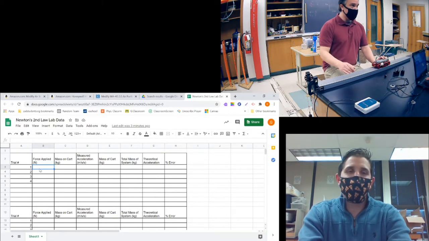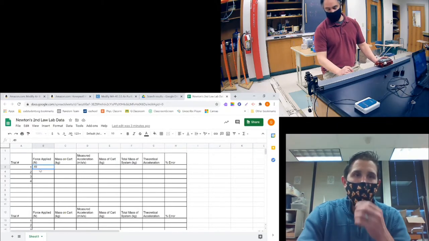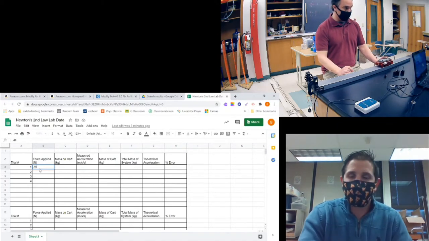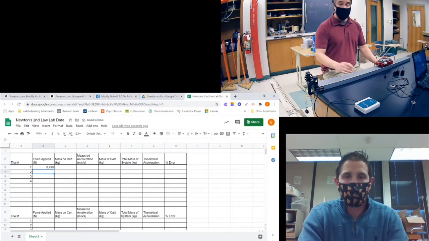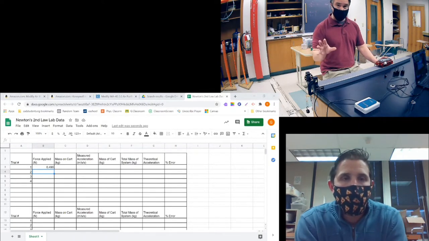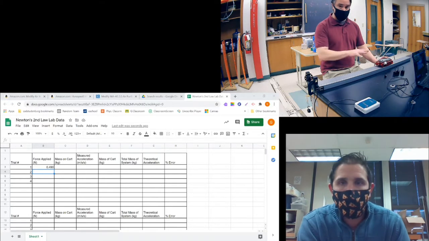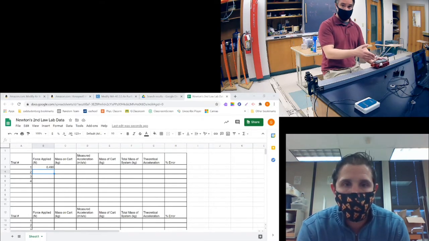So put that in our table here. You can put in 0.05 kilograms times 9.8 gives us a force applied of 0.49 newtons. So you can see I added that to the table. The 0.49 newtons of applied force due to the force of gravity is going to be constant through the first trial. So we're going to let this go. It's going to accelerate towards the end of the track, and we're going to measure the acceleration.